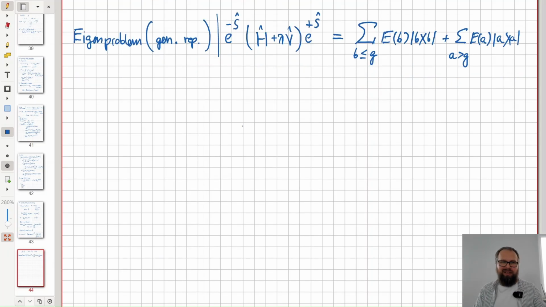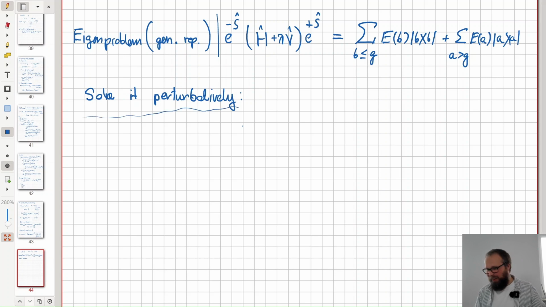So we are trying to solve it perturbatively. That's two difficult words. Solve it perturbatively. So there will be a couple of steps.